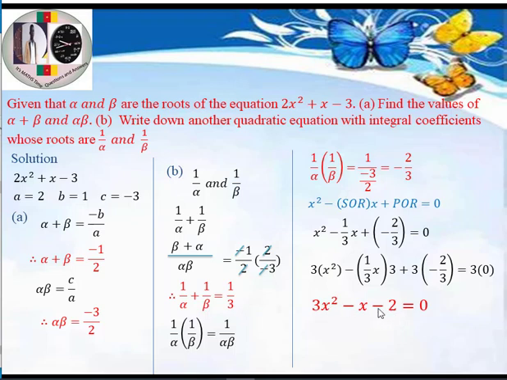So that's how we form equations with integral coefficients, given that we have known the whole sum of root and the whole product of root. We can use this whole sum of root and product of root to get new sum of roots and product of roots, and we form new equations using this parameter here, x squared minus new sum of root x plus new product of roots equals to 0.